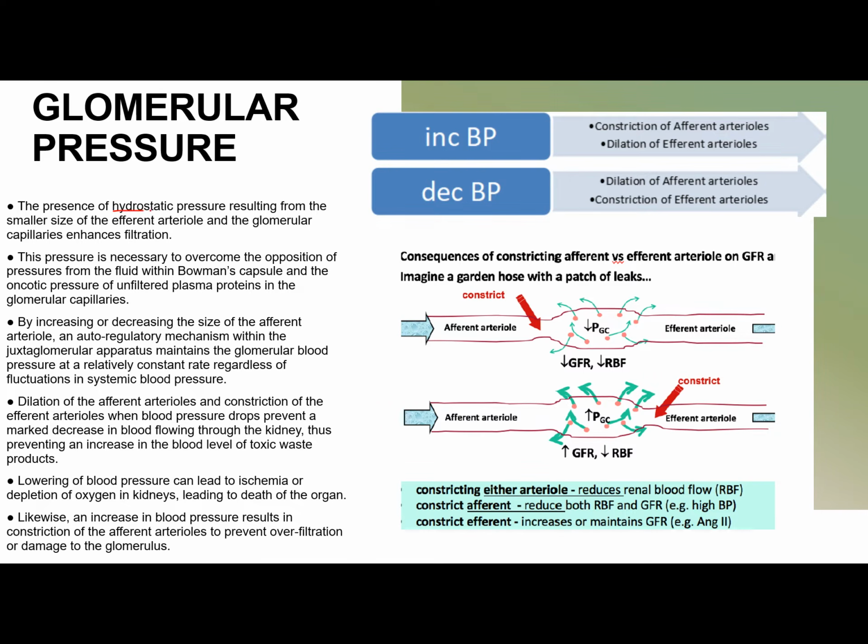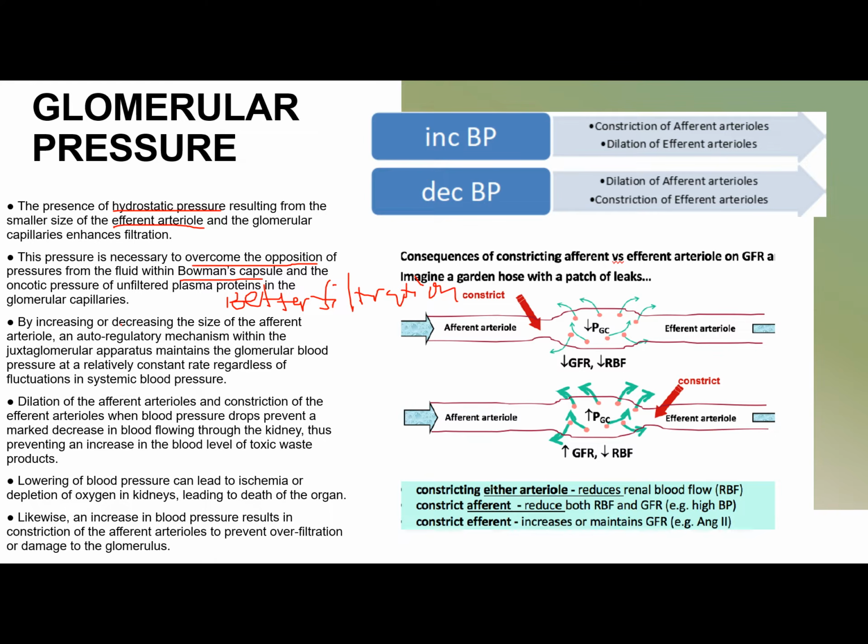So, yung presence ng hydrostatic pressure nyo, diba, if you recall, this is caused by the different sizes of the afferent and the efferent arteriole. Now, dahil sa maliit yung size ng efferent class, it creates this hydrostatic pressure. Very important tong hydrostatic pressure na to class because this overcomes, meaning nalalampasan niya yung opposition of pressures within the Bowman capsule. And kapag na surpass niya to, it will allow a better filtration ng kidneys niyo.